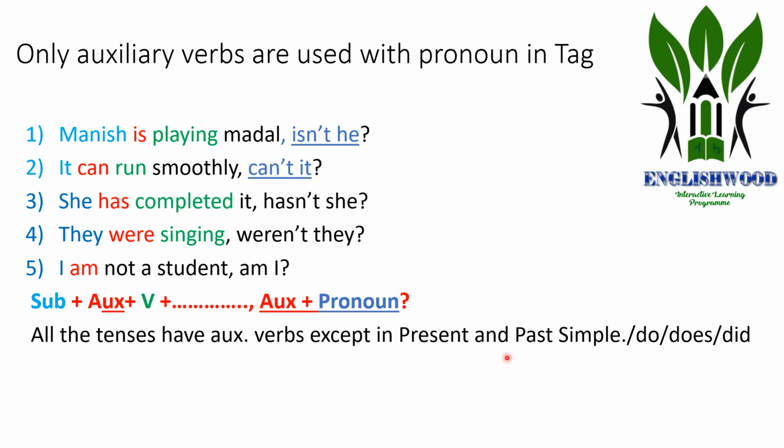Now, what happens if the sentences do not have an auxiliary verb? Let's discuss. Simply, when they have no auxiliary verb, then we use do, does, or did.